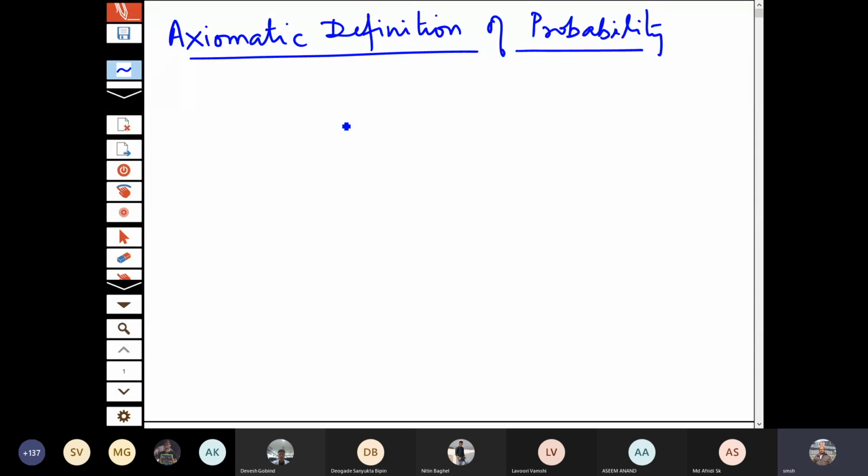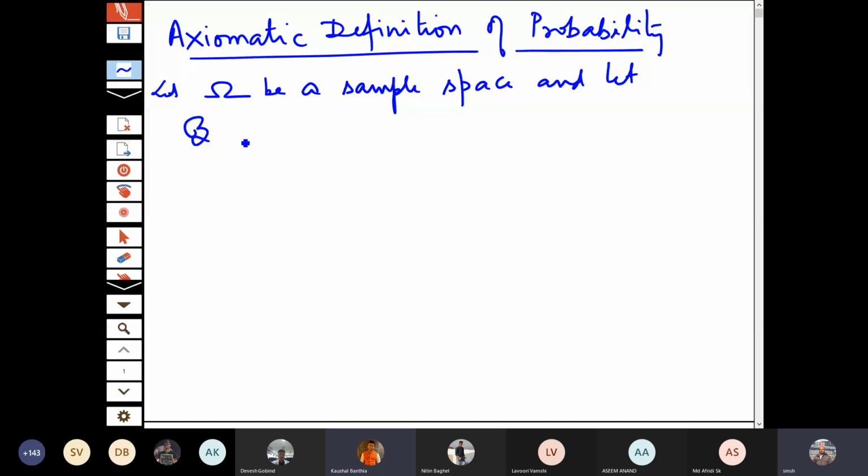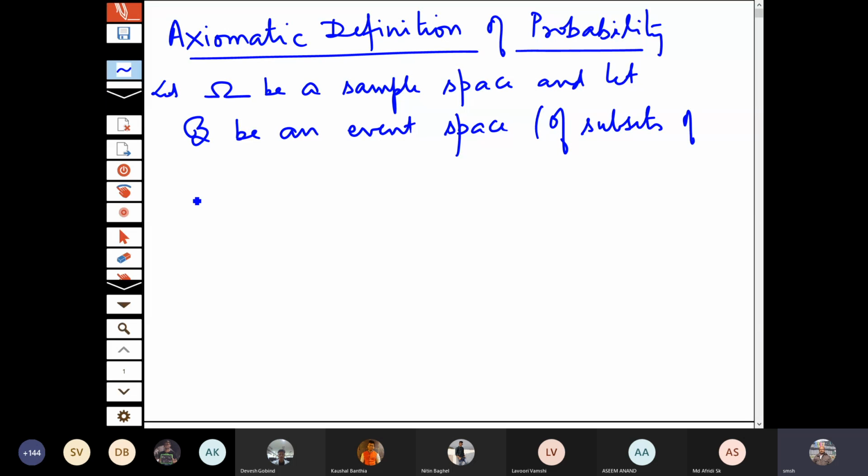In the previous class, I told you that we have a sample space. So let omega be the sample space of a random experiment, and let B be an event space, that is, a collection of subsets of omega which forms a sigma field. I had given the definition of sigma field in the last class.